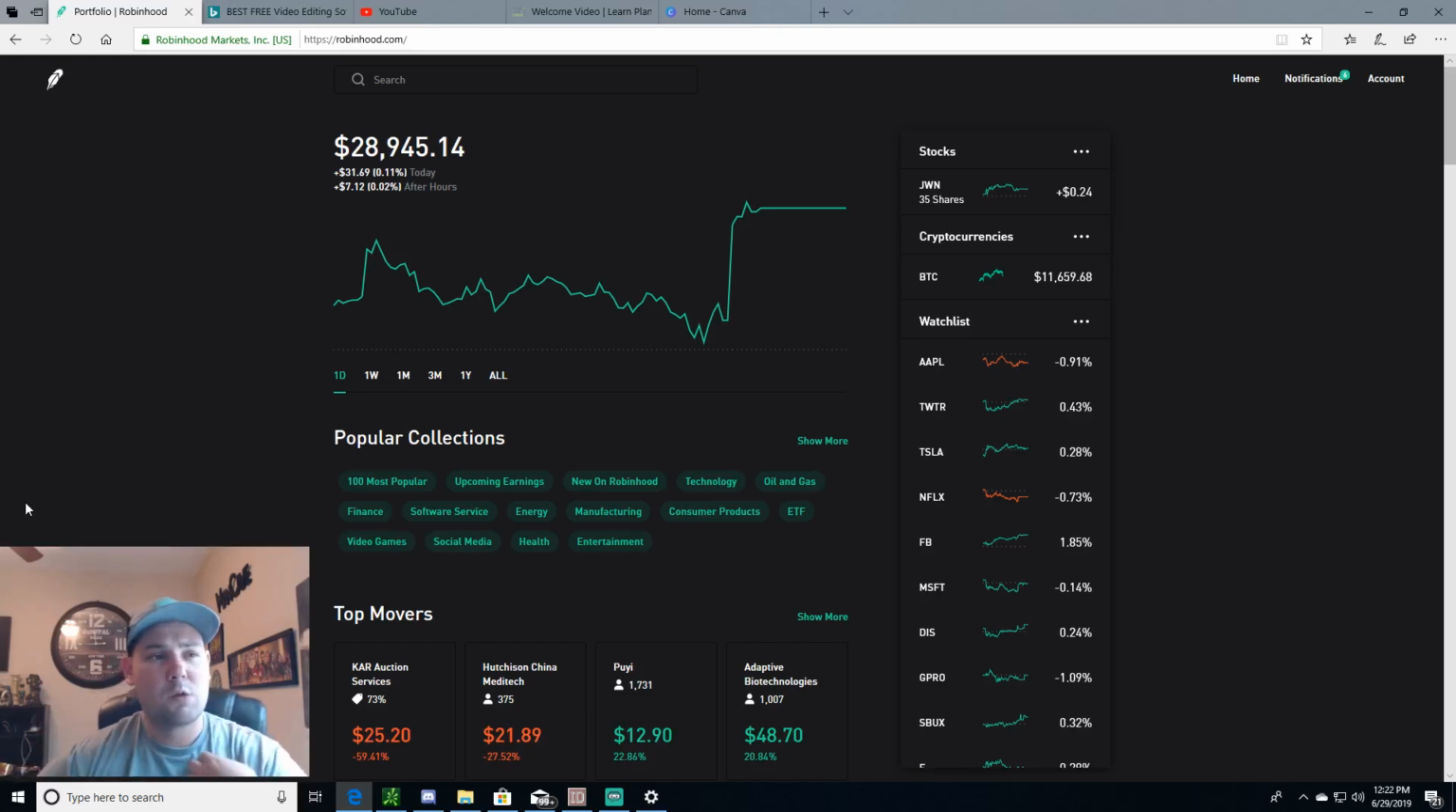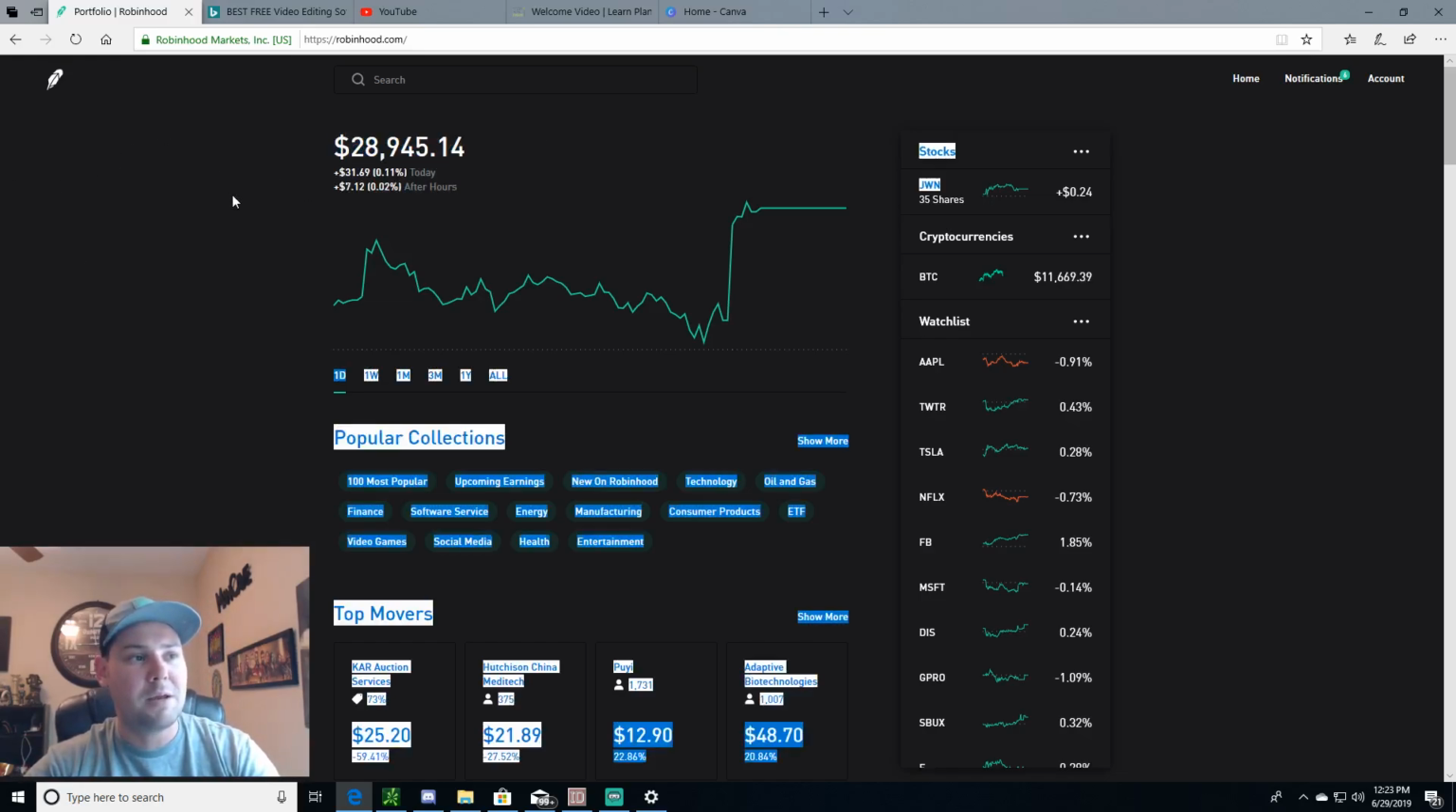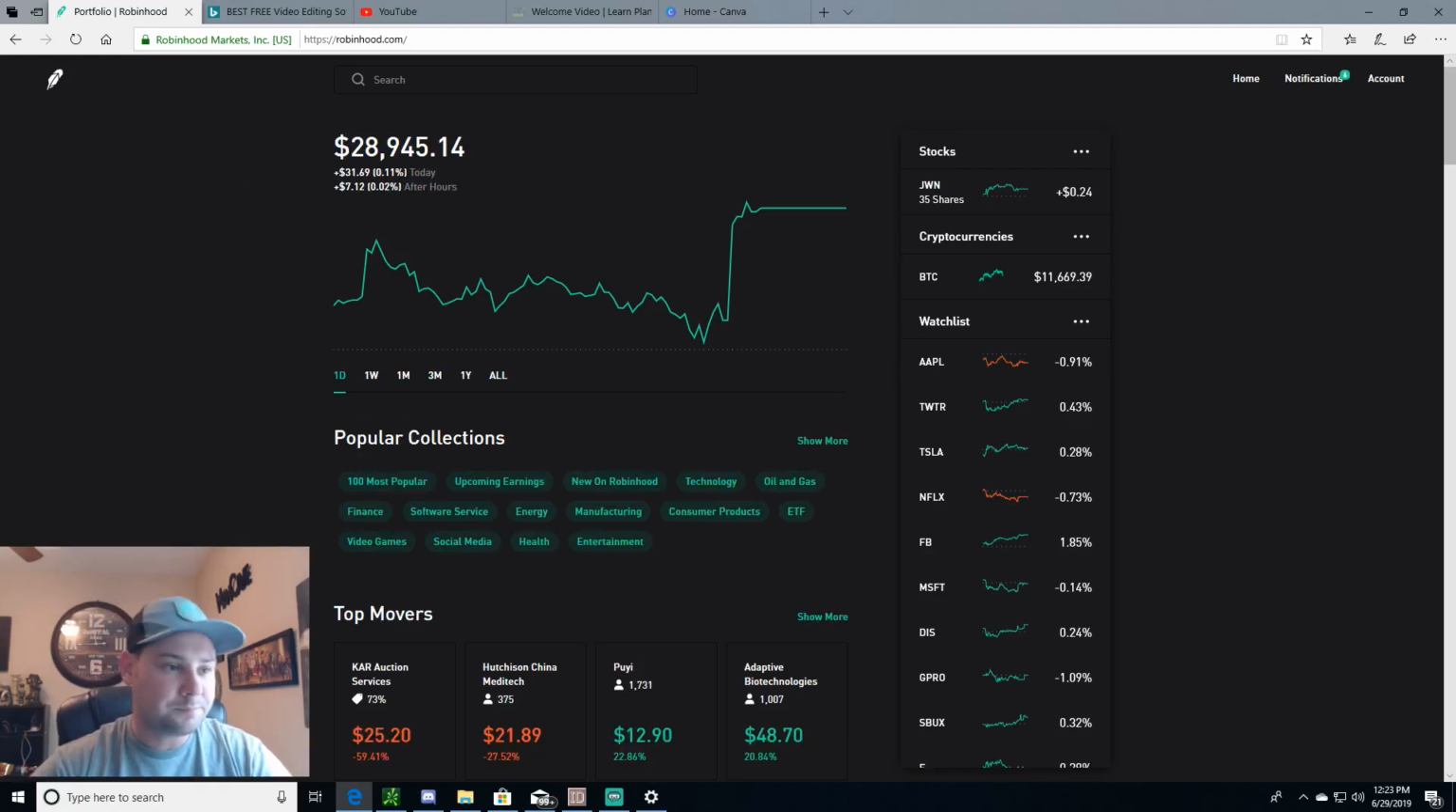So when you first click on Robinhood, you'll have your account value right here. It'll be whatever you have in your account. Now this number right here says plus $31.69, parentheses 0.11%. That was today, and this is after market hours. So I was up $31 during market hours, and then up $7 after market hours. So that is what those two numbers mean right here. They change every single day.